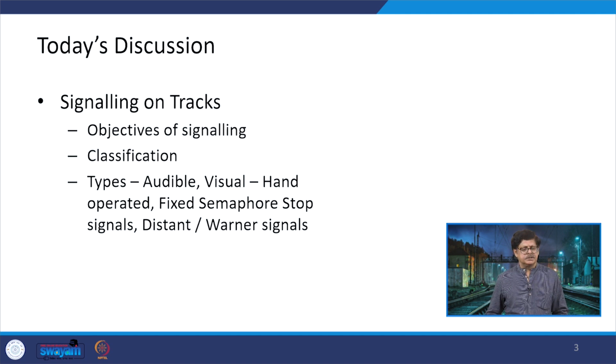In today's discussion, as I said, we will be starting with the signals. So, we will be discussing about the objectives, why the signals are required to be provided on the tracks, and then we will look at the broad classification of those signals which are provided, and then after this we will start discussing the various types of signals, and today we may be able to take up the audible signals, the visual signals which may be hand operated, or the fixed semaphore stop signals, or the distant and the corner signals.